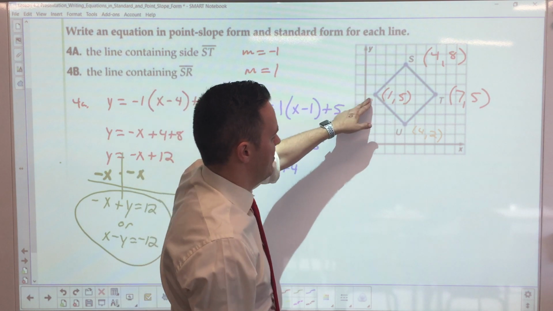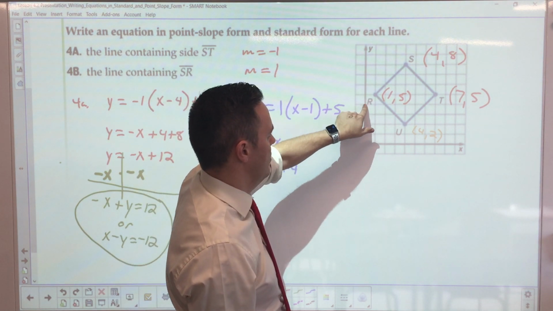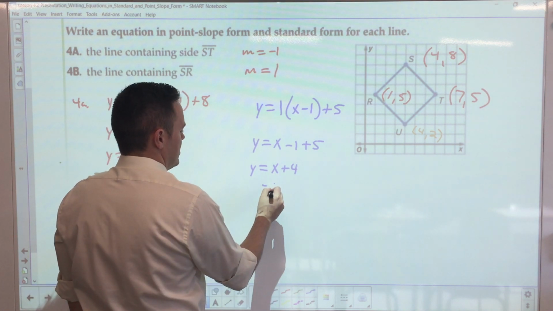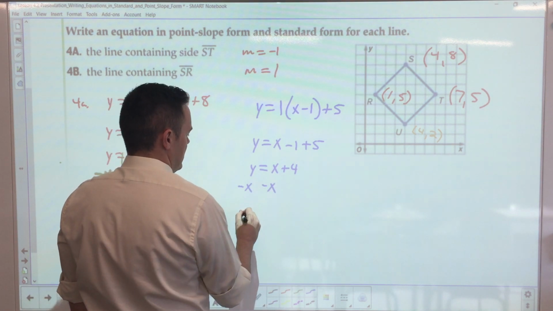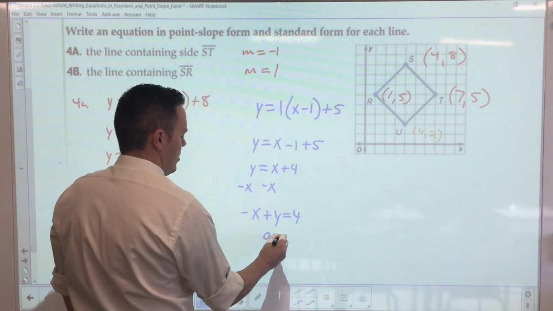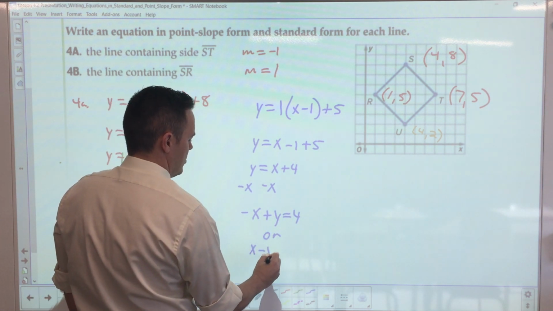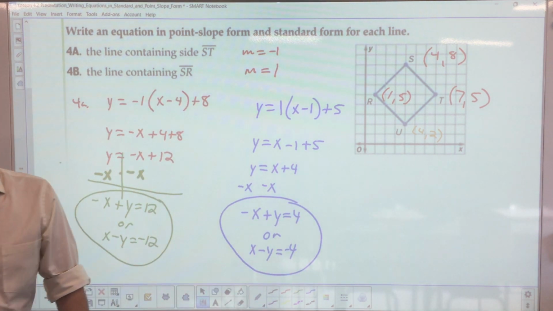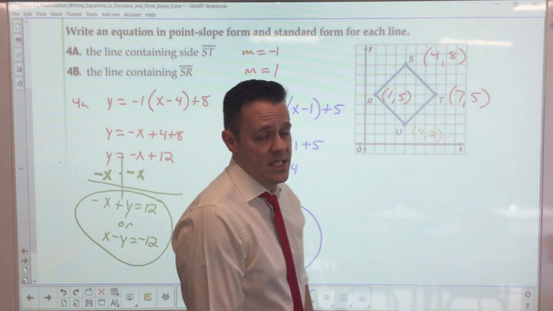What's cool is if you graph this out and look at it, 1, 2, 3, 4, your y-intercept is going to be 4. So for standard form, subtract x from both sides. It's going to be negative x plus y equals 4, or x minus y equals negative 4. All right, ladies and gentlemen, that's it.